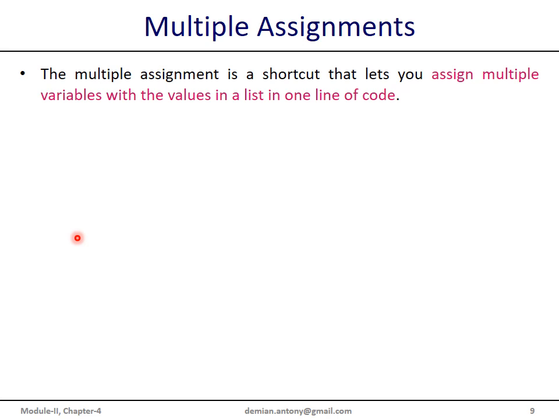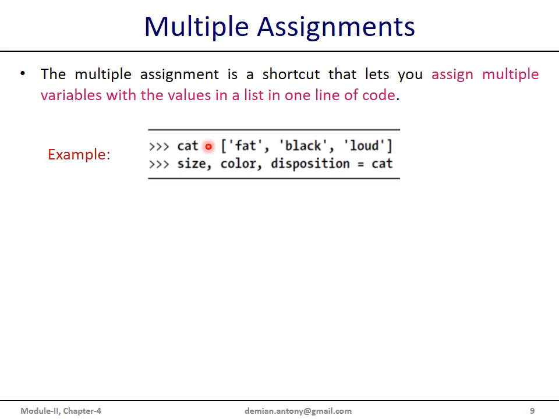Let us take up one application of lists in assigning values to a set of variables, that is called multiple assignment. This multiple assignment is a method wherein we can assign multiple variables with a set of values. Let us take up this code. We have a list called cat, and we want to initialize the items of that list to 3 different variables like size, color, and disposition.